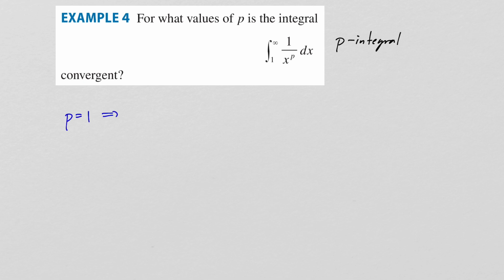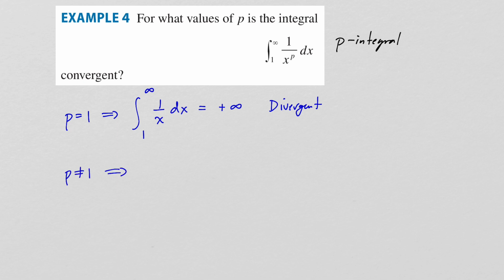If p is equal to 1, this integral is the integral from 1 to infinity of 1 over x dx. And we actually did this integral just a few moments ago, and we saw that the result was positive infinity, which means that the integral is divergent. So we know that it will not converge for p equals 1. What if p is not 1?